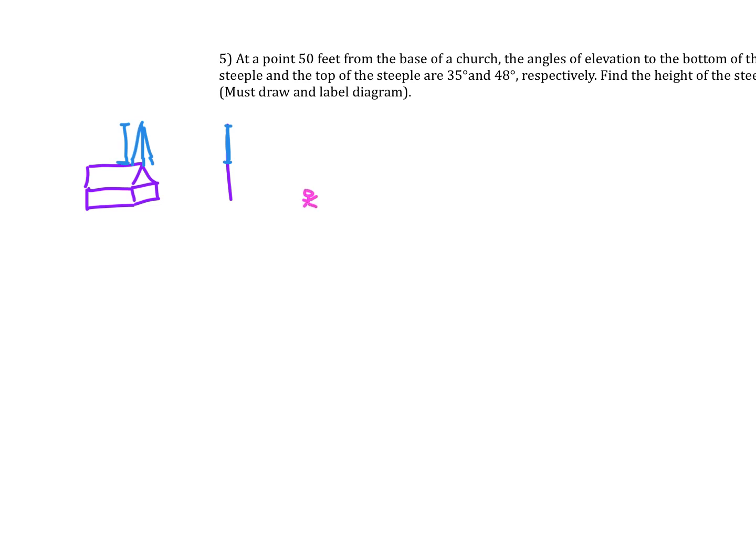And we say that the distance between that person and the building is 50 feet. And we're looking at the angle of elevation. So from one point, it's 35 degrees to the bottom of the steeple. So 35 degrees is here. And then to the top of the steeple, it's 48 degrees.